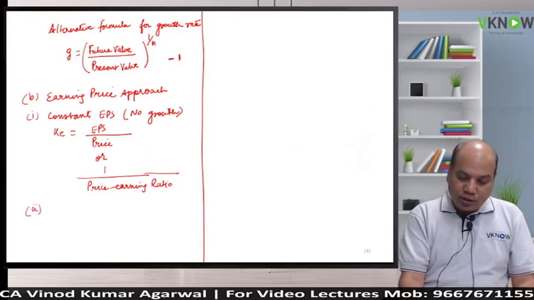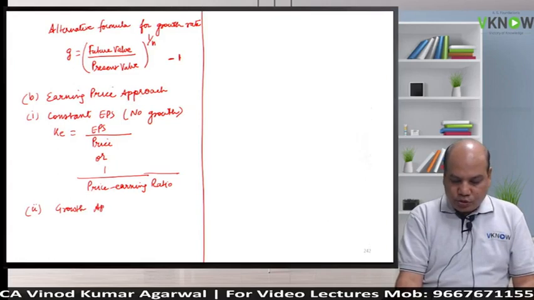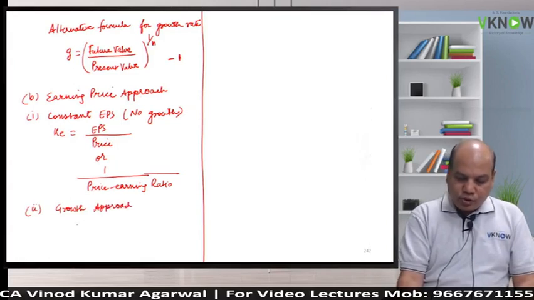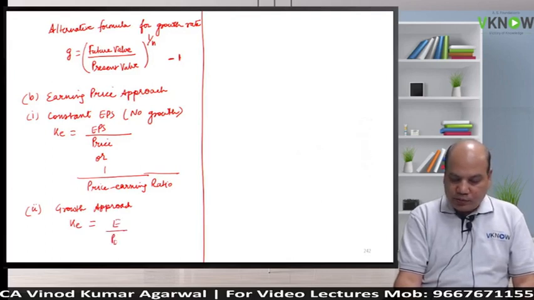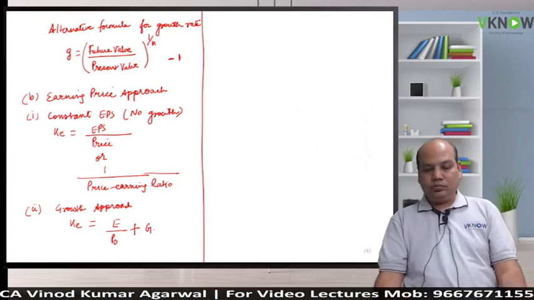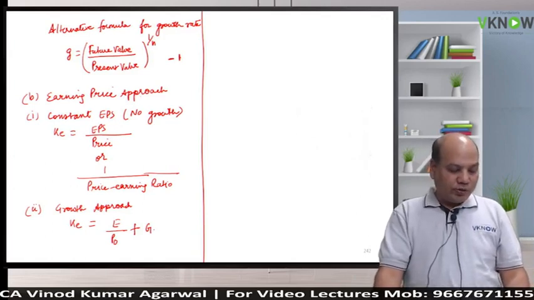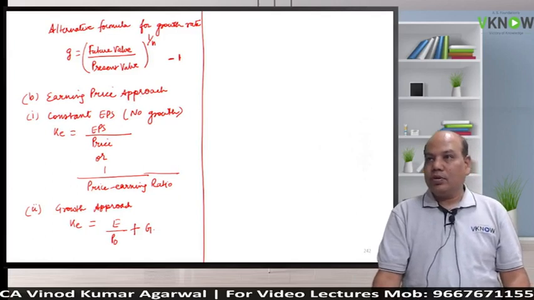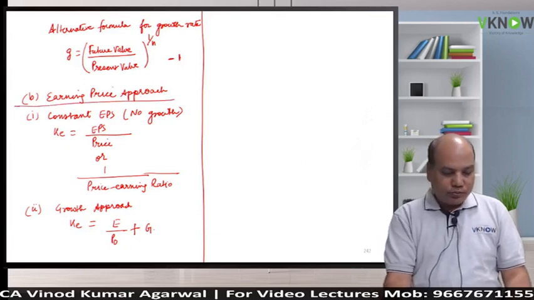And second formula is growth approach. So the growth approach K is equal to EPS upon price plus G, right? So this was earning price approach.